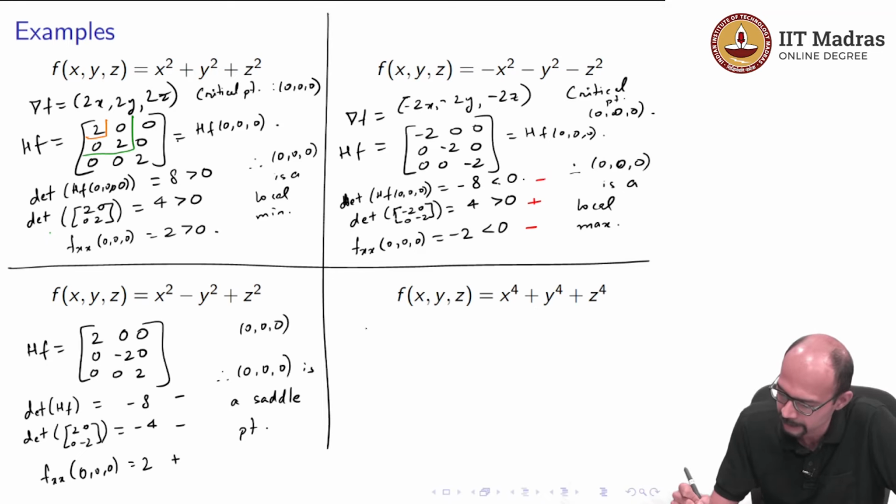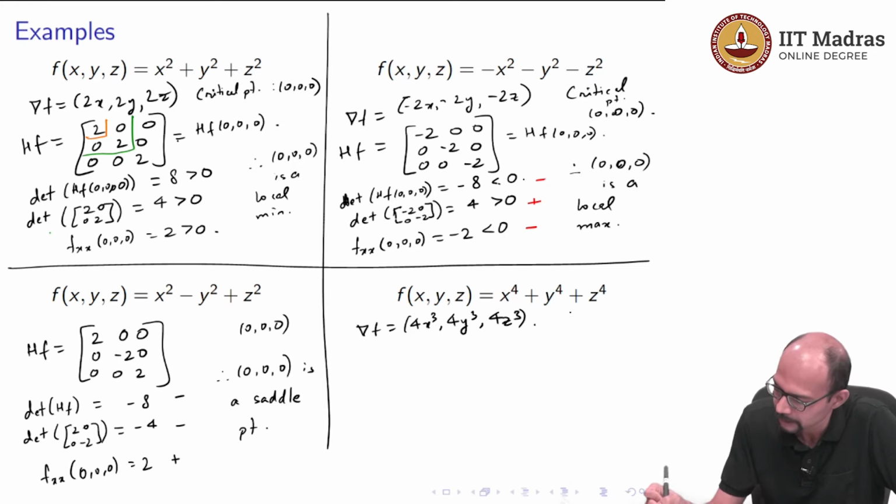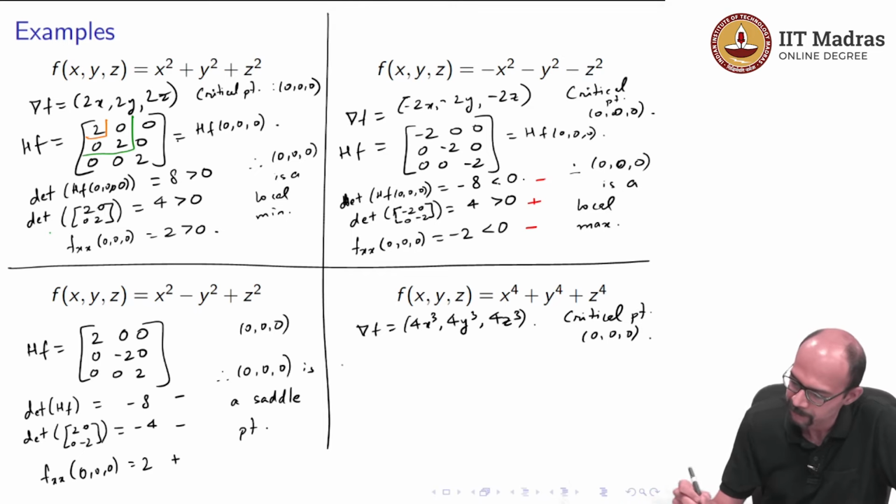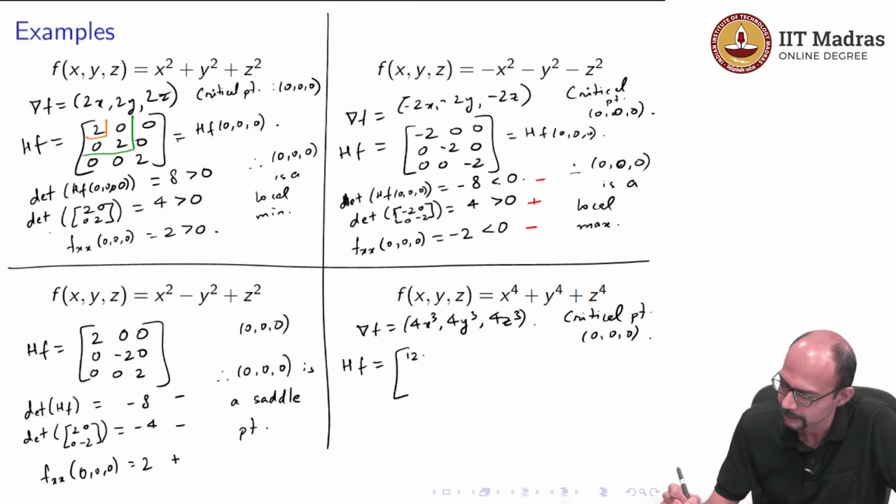Okay. And finally, if you take x to the power 4 plus y to the power 4 plus z to the power 4, what happens? The gradient is 4x cube, 4y cube, 4z cube. The critical point is clearly 0 0 0 by equating this to 0, and the Hessian you can compute from here is 12x squared 0 0, 0 12y squared 0, and 0 0 12z squared.